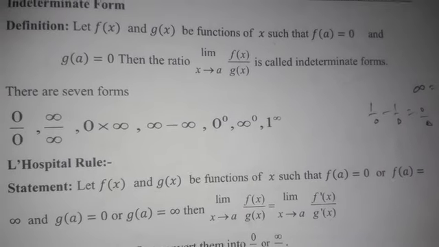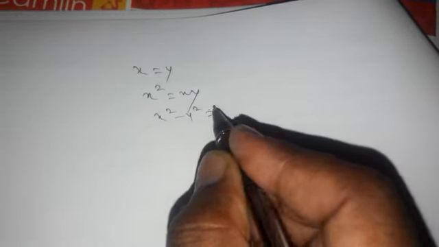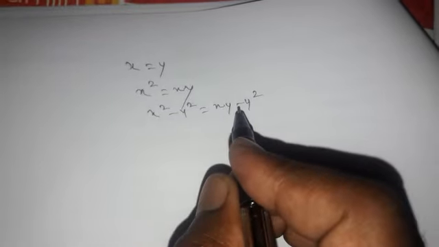Then what happens? I will show you with a small example to understand the concept. Suppose I take x equal to y. I assume any two values, x equal to y. Now I multiply it by x. So I get x square equal to xy. Isn't it? Now subtract y square from both sides. x square minus y square is equal to xy minus y square.